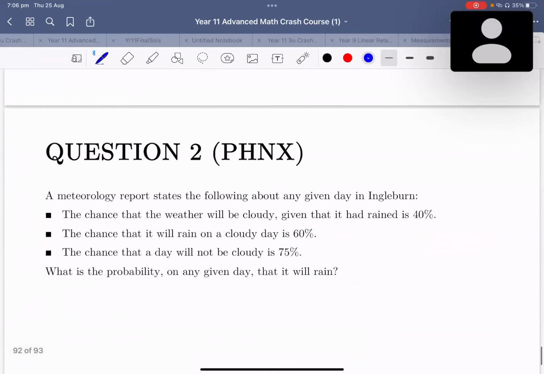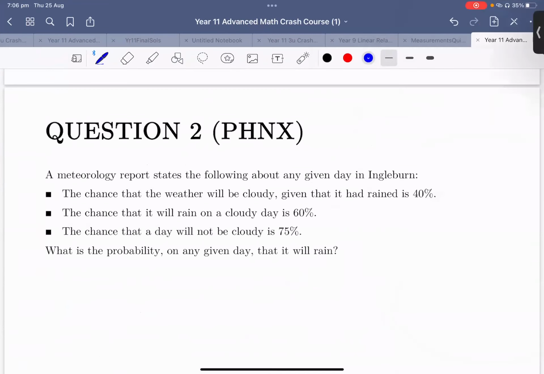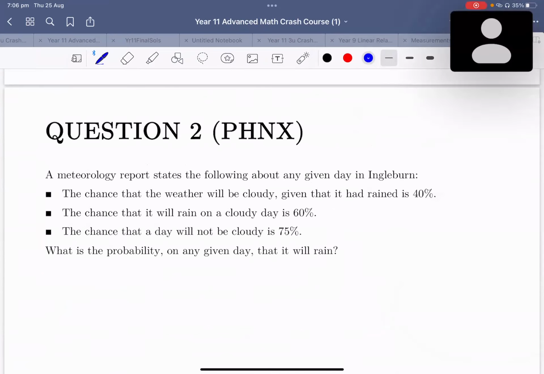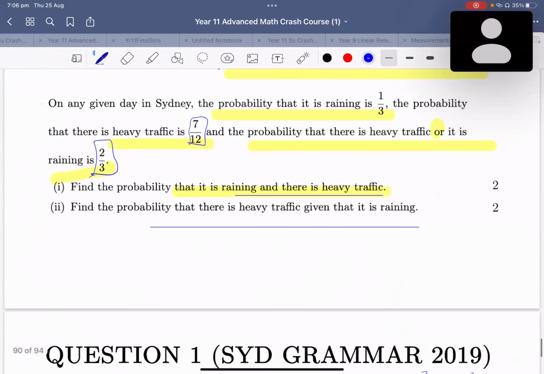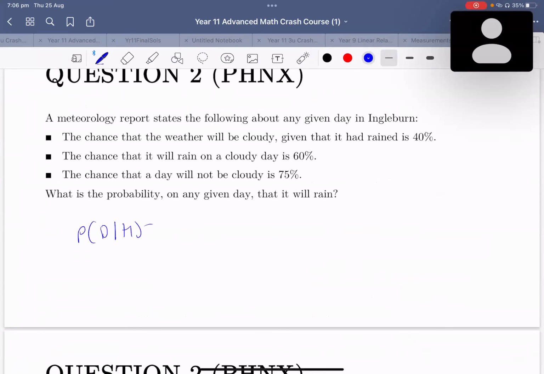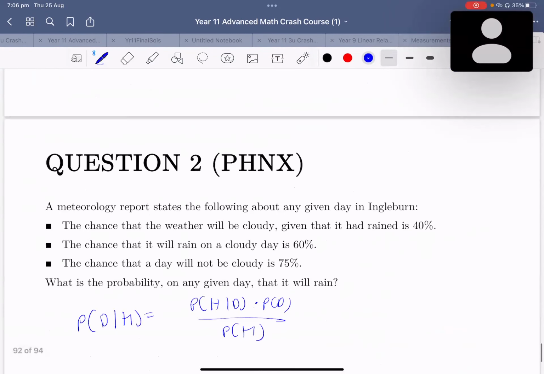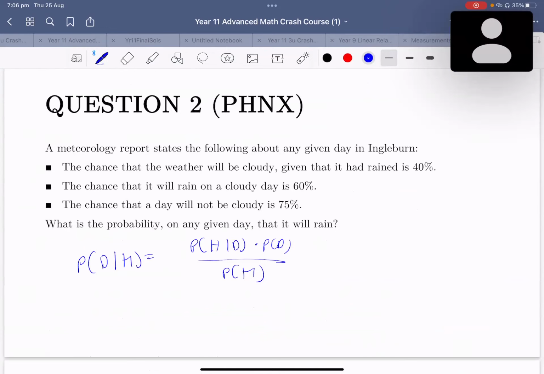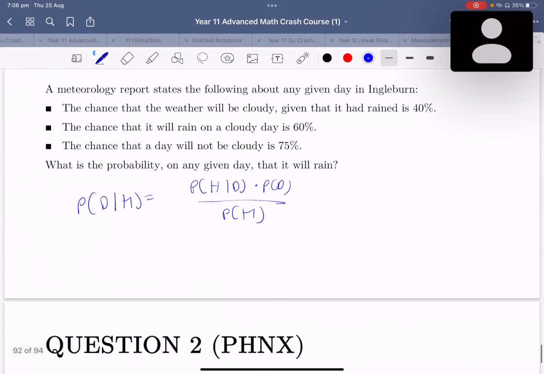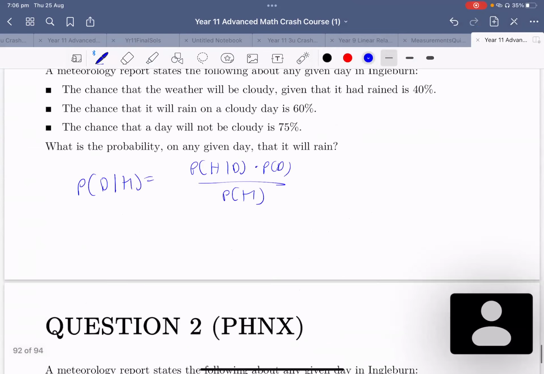All right, this is question 2, and this is from one of the traditional Phoenix exams. All right, since we have a bit of time left, I'm going to give you guys a minute or two to think about how you would do this given our conditional probability formula. All right, let's get through this.